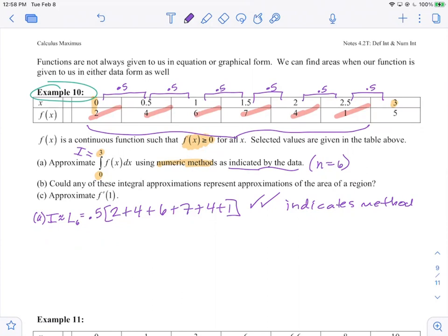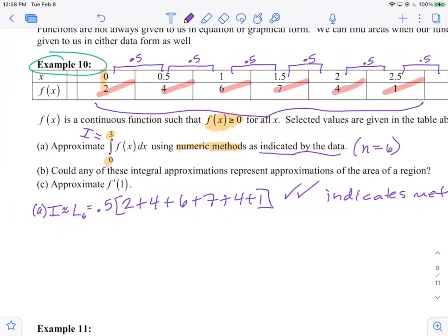So when you have numeric methods like this, it's actually really easy if the delta x is uniform. Factor it out, add up all the values. I have 6 subintervals. I have 6 y values in my brackets. It looks good. You want to add those up and divide it by 2? I don't either. Okay, good.